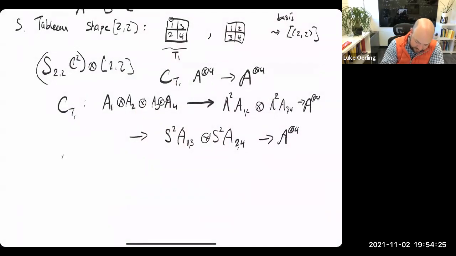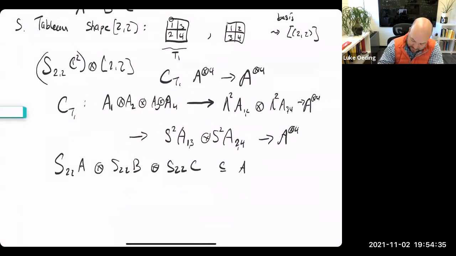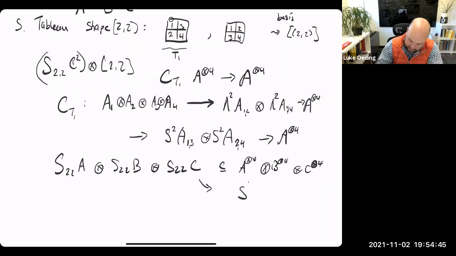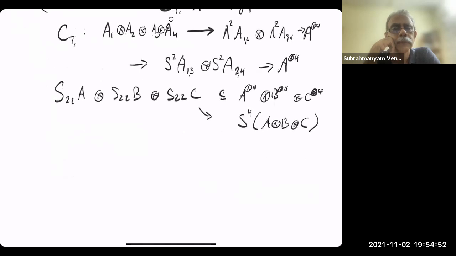Okay. So let me come back to my drawing. So I have S22A tensored S22B tensored S22C. This is in A tensor the fourth, tensored with B tensor the fourth, tensored with C tensor the fourth. But I really want to project this into Sym 4 of A tensor B tensor C. So I have to reorder everything.